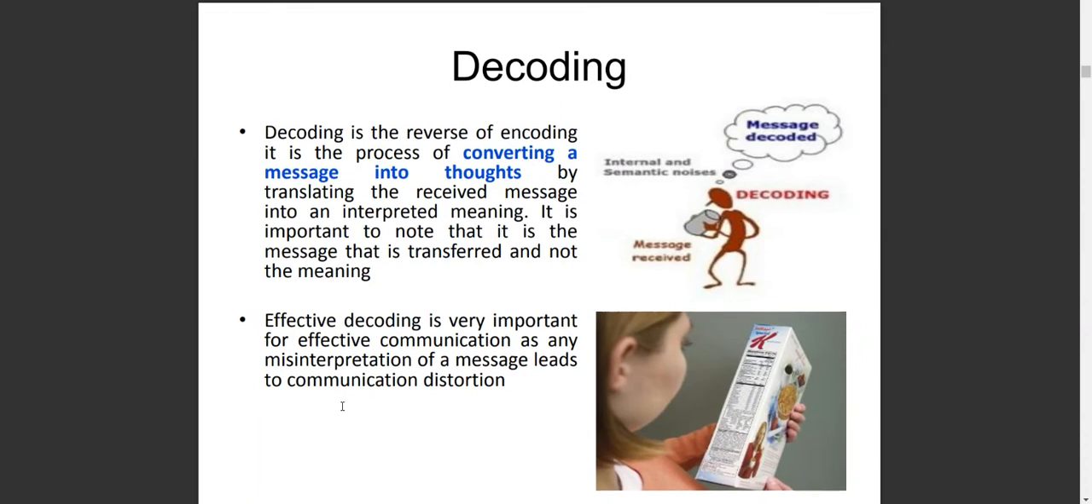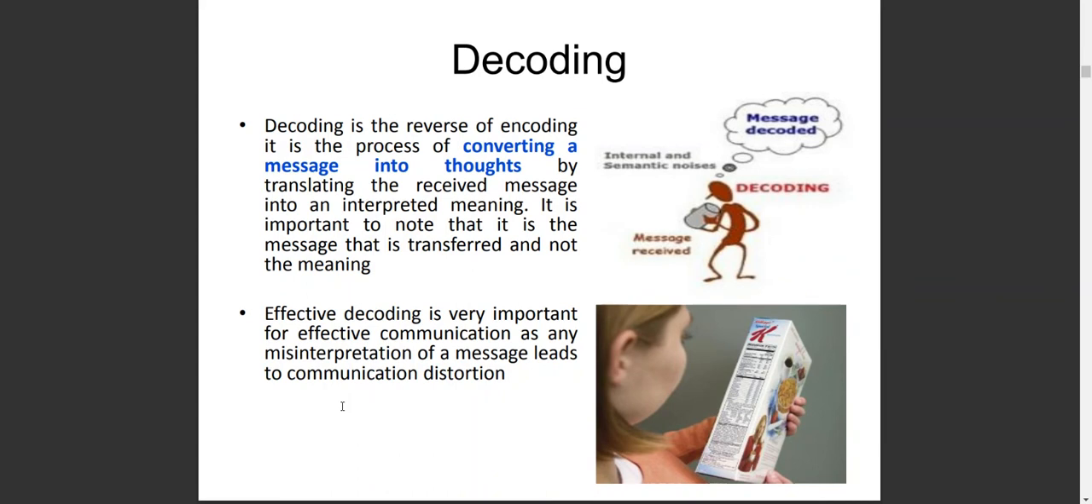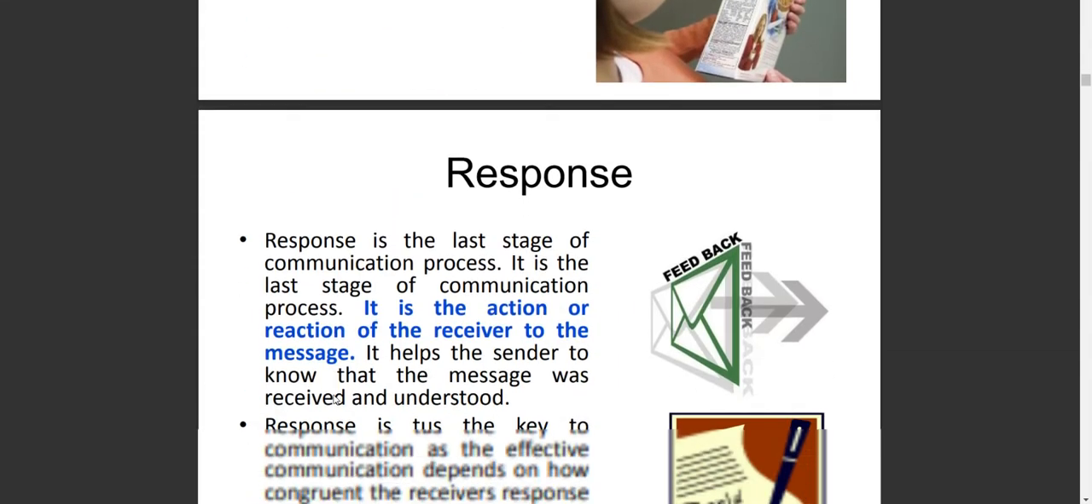Now, decoding. Decoding is the reverse of encoding. It is the process of converting a message into thoughts by translating the received message into an interpreted meaning. It is important to note that it is the message that is transferred and not the meaning. Effective decoding is very important for effective communication as any misinterpretation of a message leads to communication distortion.